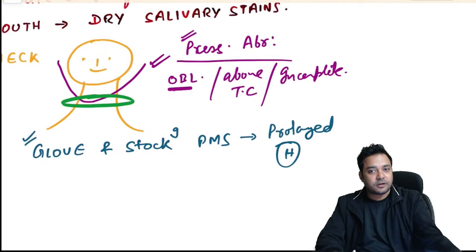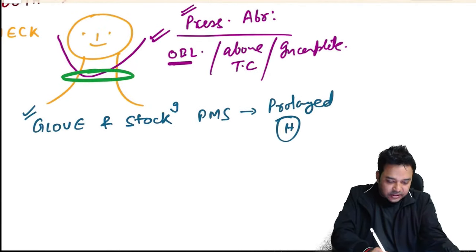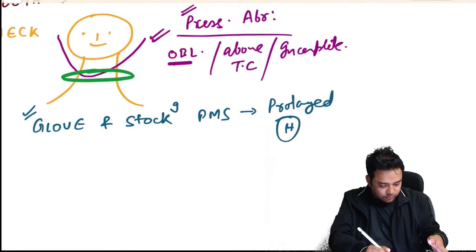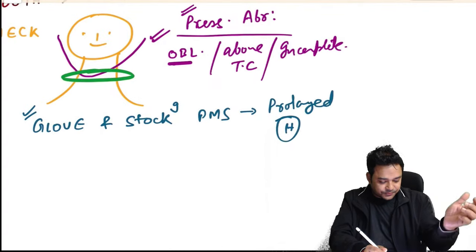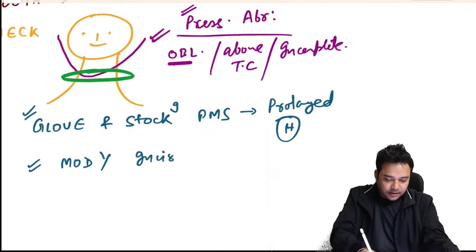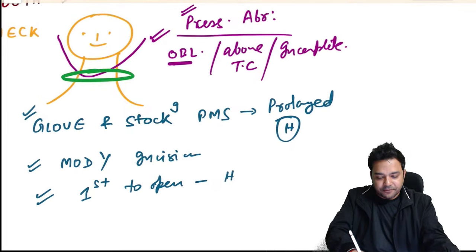Now I will start the autopsy. So which incision I will be preferring? Anyone who are watching the session? So the correct answer goes with, I will utilize modified Y incision and the first body cavity to open will always be head cavity and the last to open is always neck.